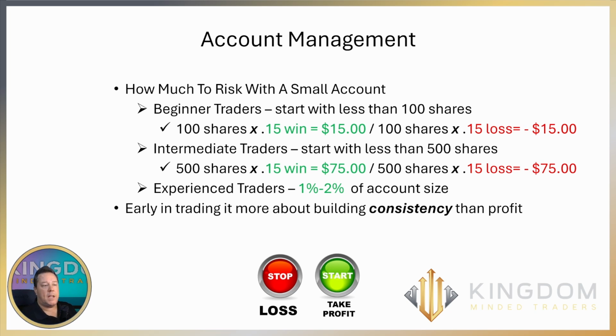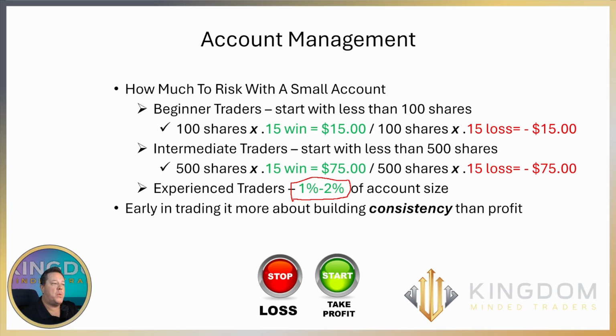If you are an intermediate trader, you've been trading for a little while, I would definitely start with less than 500 shares. Again, 500 shares with a 15-cent win on 500 shares, that's $75, but your max loss on that would also be $75. So intermediate, maybe bump that up to 500 shares. If you are an experienced trader, we typically recommend that you trade no more on any single trade or entry than 1 to 2% of your entire account size.